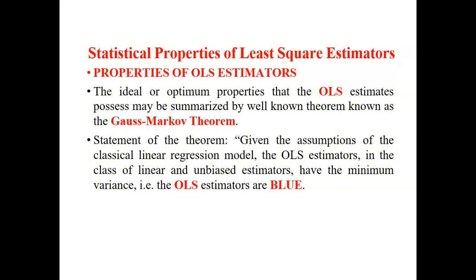So hopefully you will understand something at the end of this theory as well. So the idea or optimum property that OLS estimates possess may be summarized by a well-known theorem known as the Gauss-Markov theorem. The statement of the theorem, given the assumptions of the classical linear regression model: the OLS estimators in the class of linear and unbiased estimators have the minimum variance. This means OLS estimators are BLUE.